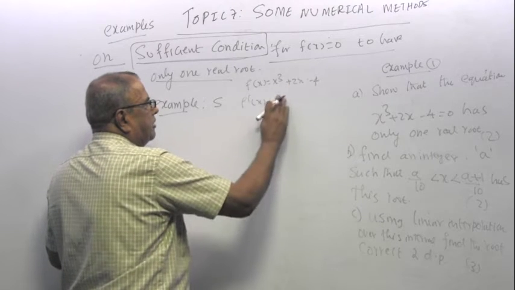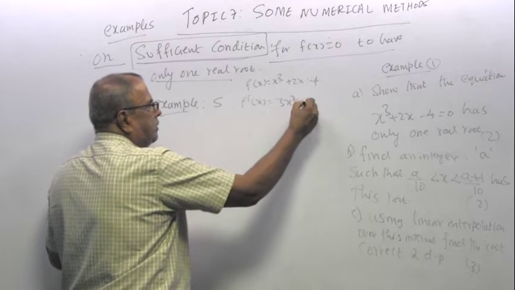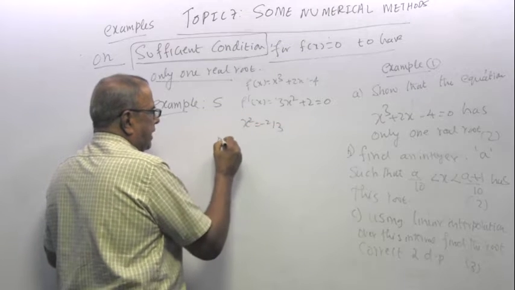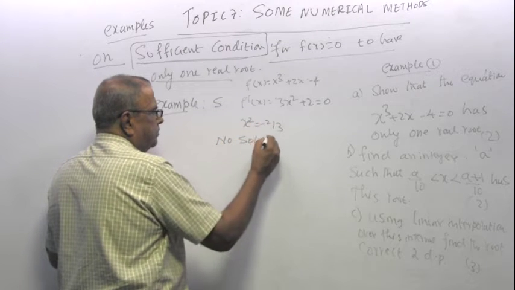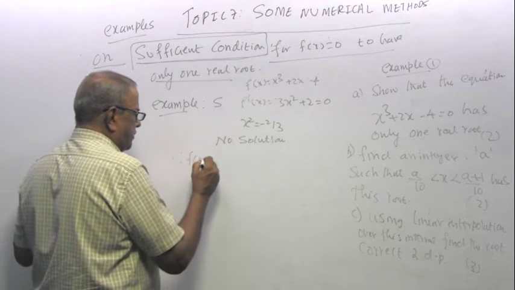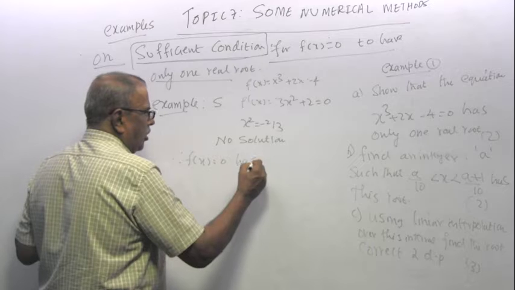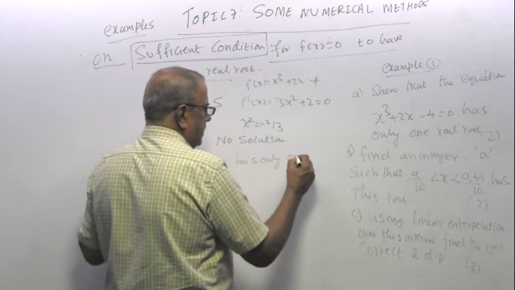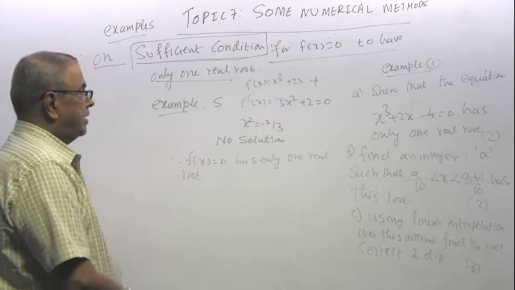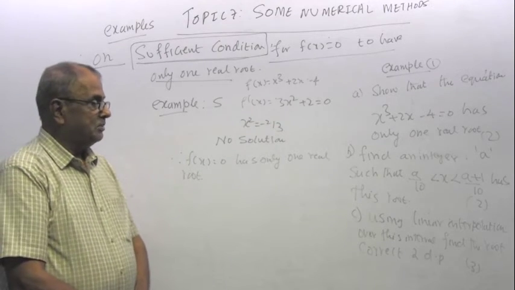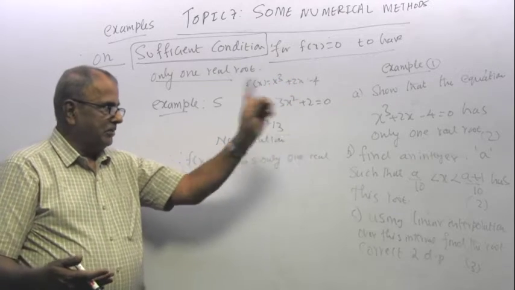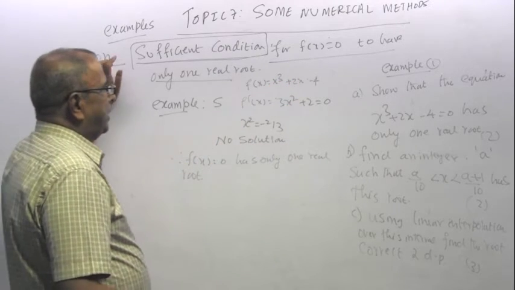So, dy by dx will be 3x squared plus 2. When you equate it to 0, x squared equals minus 2 over 3. No solution. Therefore f of x equal to 0 has only one real root. There you are. This is what happens when I make up questions. I have to think. Sometimes I thought it would work, but I wrote 2x squared instead of 2x.